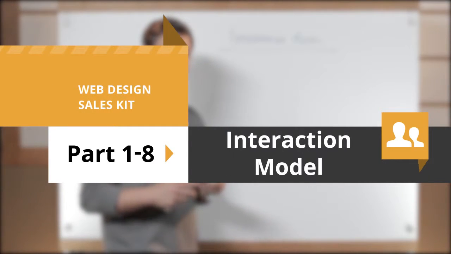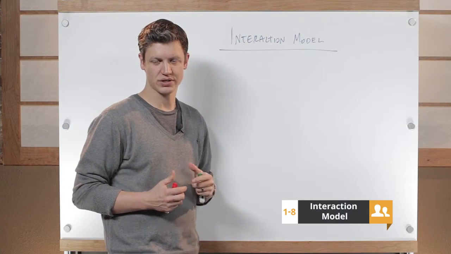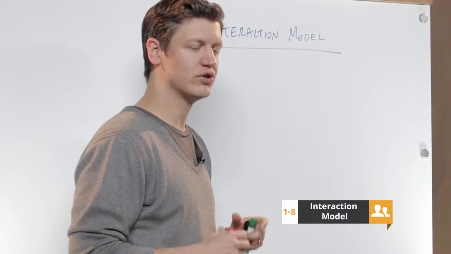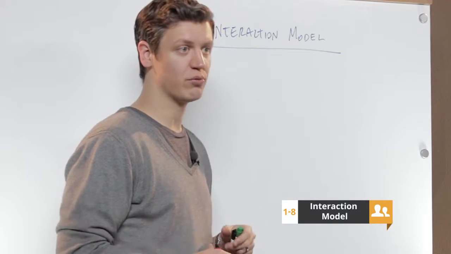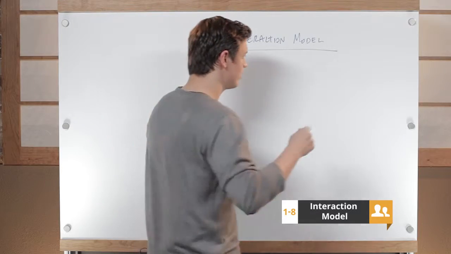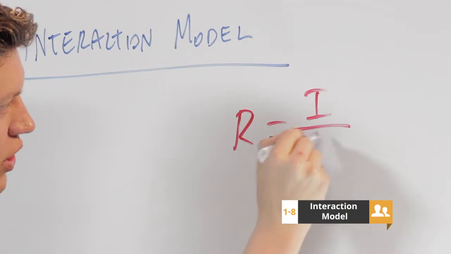So before we get started and get into each of the individual interactions, I want to give you a nice visual representation of what the interaction model is all about. I want to show you exactly why this model will help you in your sales process and help you sell more websites. So like I said, relationships equal interactions over time.